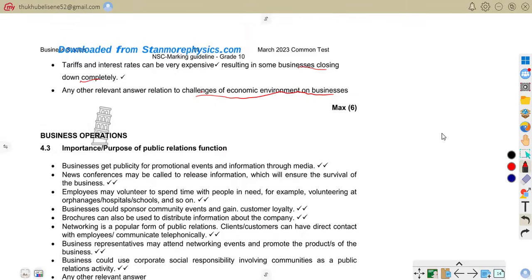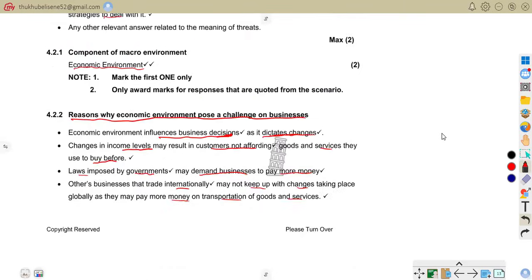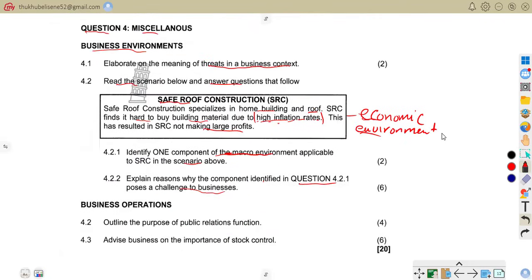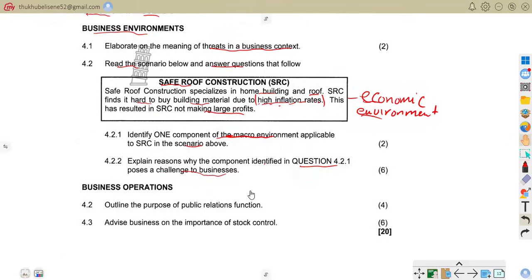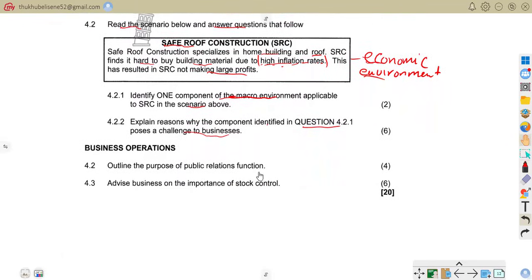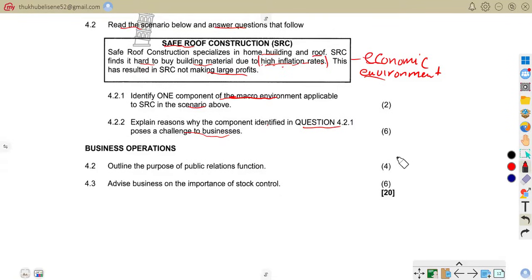So now we are going to 4.3. Not 4.3, 4.2, which says outline the purpose of the public relations function.